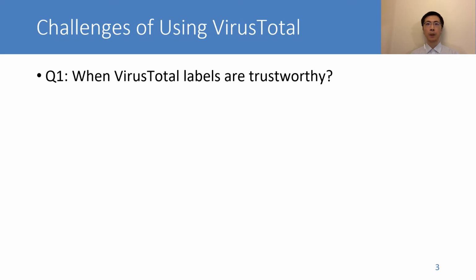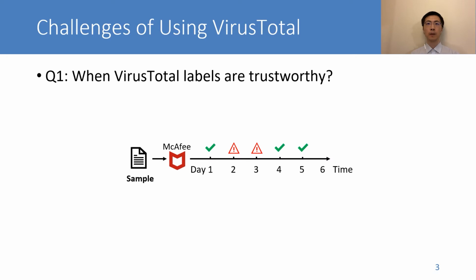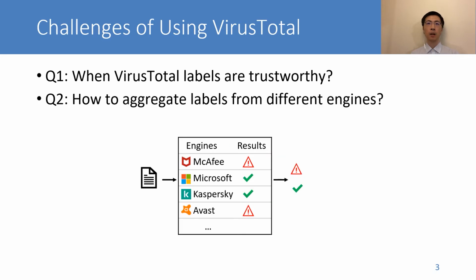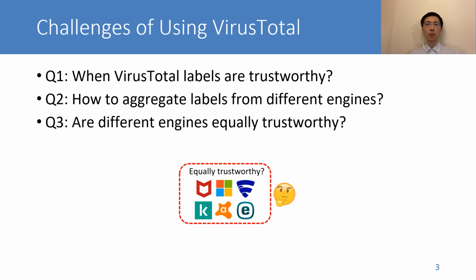First, VirusTotal keeps updating its engines, and the file's labels are likely to change over time. When can we trust VirusTotal labels? Second, different engines often disagree with each other. How should we resolve the disparity between engines and decide an aggregate label? Third, should we treat all the VirusTotal engines equally?